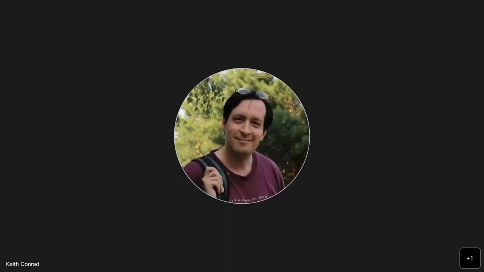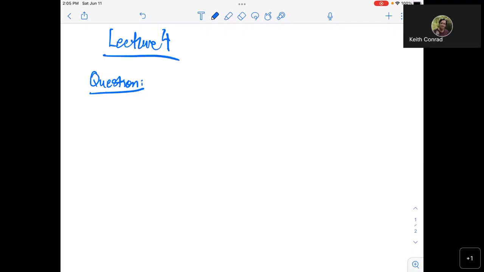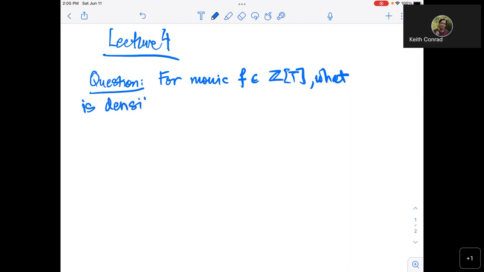Okay, so to start off this last lecture, I want to pose a concrete question. Let's say we have a monic polynomial with integer coefficients. What's the density of primes where the polynomial mod p has a root? So p will be a prime where the polynomial reduced mod p has a root in Z mod p.